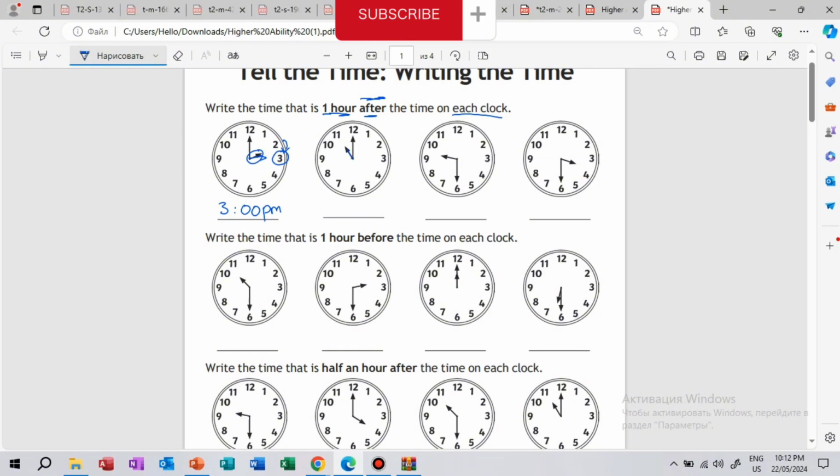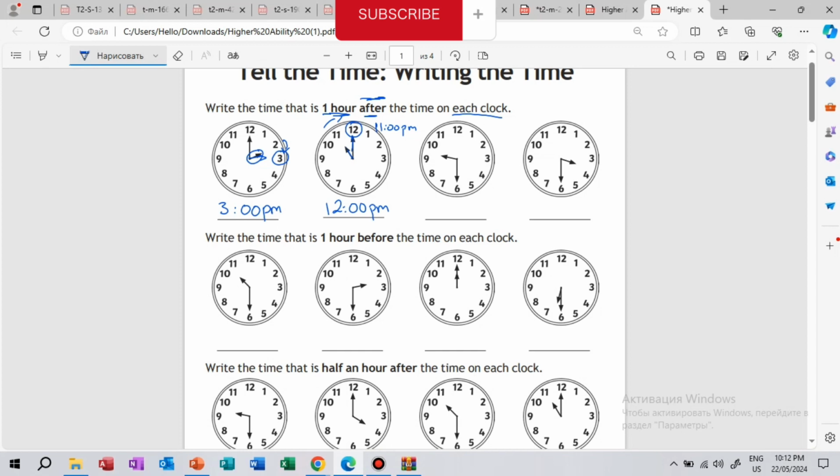Okay? Moving on to the next clock. Remember, the short one is for hours. The long one is for minutes. So what time is it over here? It is 11 p.m. or a.m. Okay, so there are no minutes because the long one is pointing at 12. All right, so it's 11 p.m. Now moving it after 1 hour, it will be what? What's the next number? What's after 11? It is 12 p.m. or a.m.